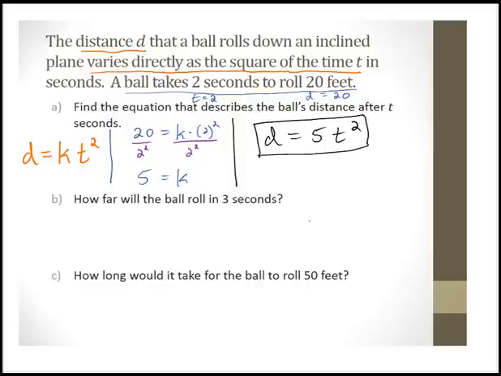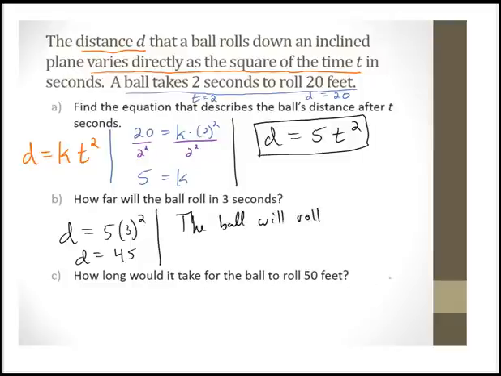How far will the ball roll in 3 seconds? In 3 seconds, the distance would be equal to 5 times 3 squared. So the distance would be 5 times 9, that's 45. So conclusion, the ball will roll 45, our units are feet on the distance, feet, in 3 seconds.